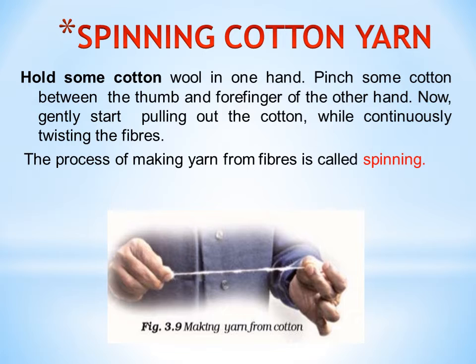Spinning of cotton yarn involves just one simple process. We have to hold some cotton wool in our hand, and pinch some cotton between the thumb and the forefinger of the other hand. Now gently keep pulling out the cotton while continuously twisting the fibers. This process of making yarn from fibers is called spinning.